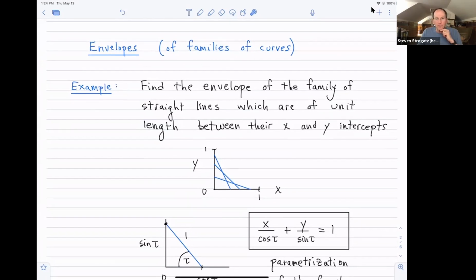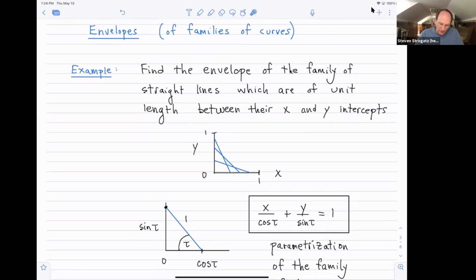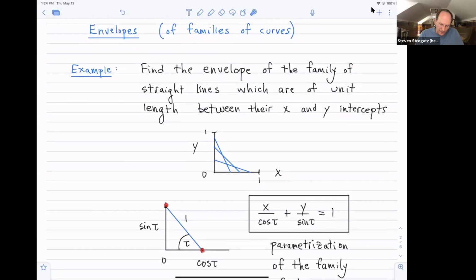When I say lines of unit length between their intercepts, you could parameterize it like this. Think of this point and this point as the intercepts. And then by defining this angle in here, I'm going to call it tau, to be consistent with Kunihiro's article, this distance would represent cosine of tau, and this would be sine of tau. Here's my unit length line segment. And so the intercepts come in here in the denominators as x over cosine tau plus y over sine tau equals 1. That'd be a way of writing in parametric form this family of lines, depending on the parameter tau.